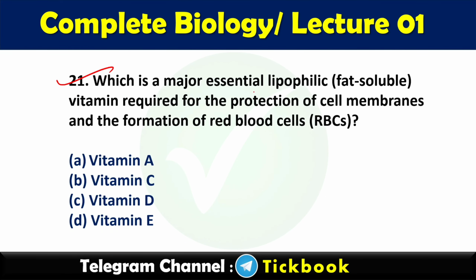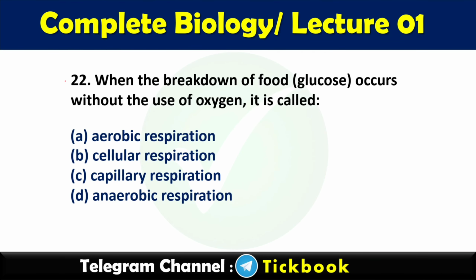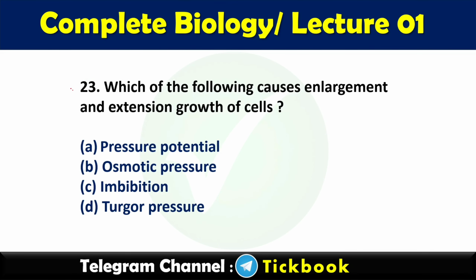21. Which is a major essential lipophilic vitamin required for the protection of cell membranes and the formation of red blood cells? Option number D, vitamin E. 22. When the breakdown of food glucose occurs without the use of oxygen, it is called? Option number D, anaerobic respiration. 23. Which of the following causes enlargement and extension growth of cells? Option number D, turgor pressure.